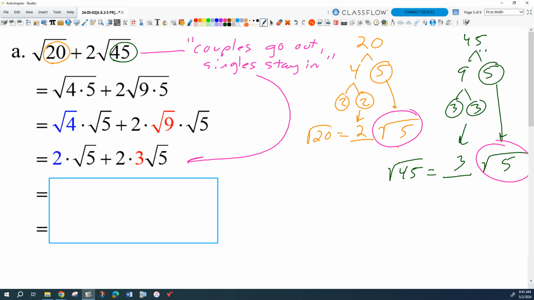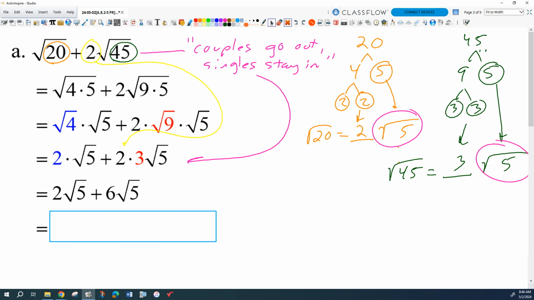So we combine outside numbers. We already had a 2 outside, so that stays there, right? And then we've got our 3 outside, so that gives us 2 times 3 is 6. Here I've got 2 radical 5 plus 6 radical 5 is what? Yeah, 8 times the square root of 5, isn't it? Yep, good. Okay, so I like couples go out, singles stay in because it works for arbitrarily big radicands.